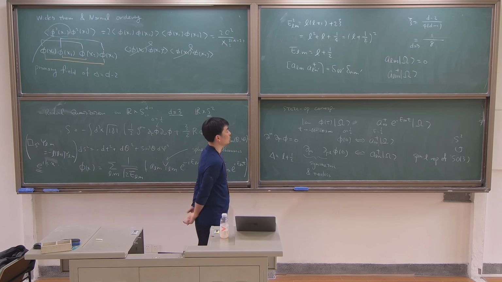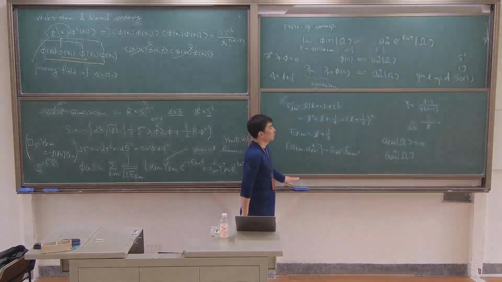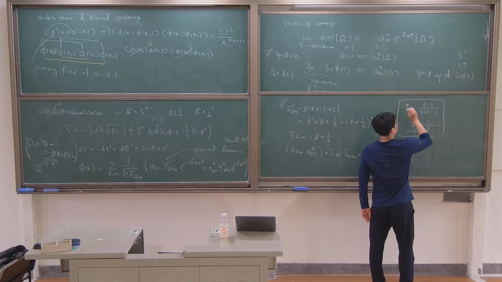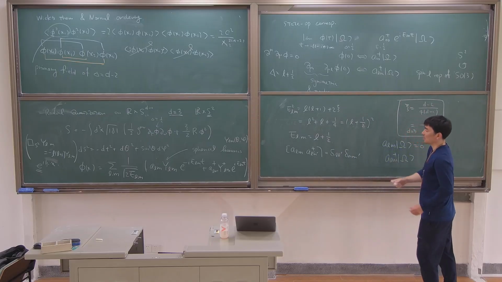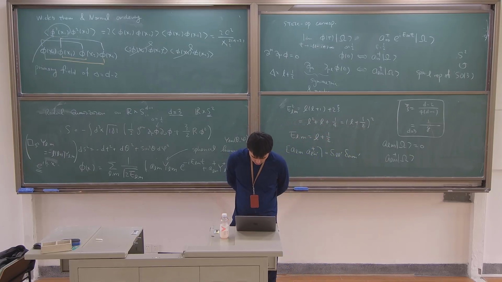So again, for this correspondence to work, setting this value is very important. Otherwise, you don't get this 1/2 shift.